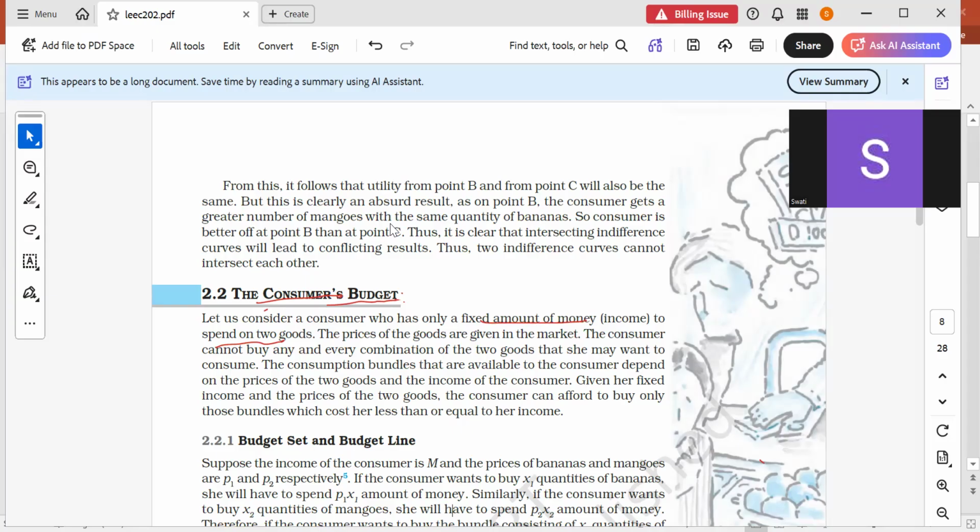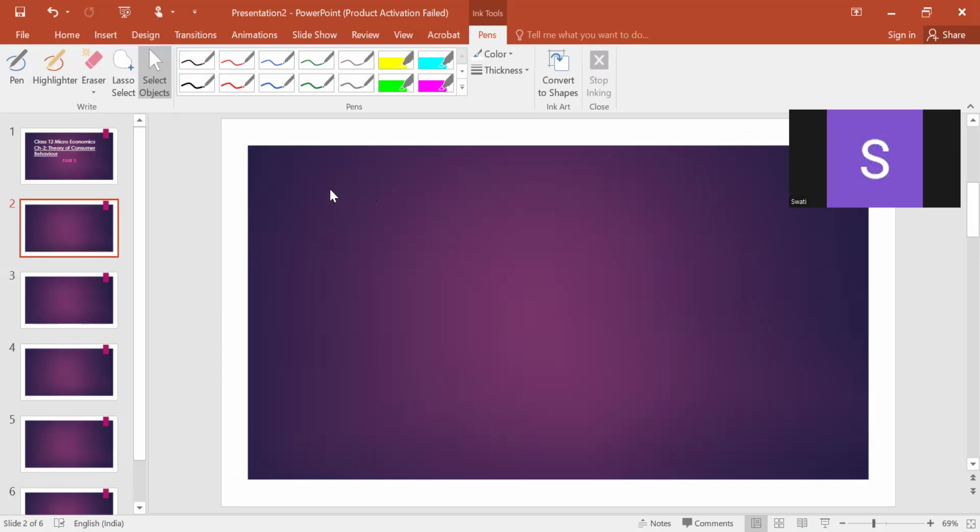Now the income is also fixed. Then we are also given that the prices of goods are given in the market. The consumer will have to purchase goods and services at whatever prices are given in the market, and the consumer can afford only those goods or bundles which cost less than or equal to her income. Now, this is the consumer's budget.